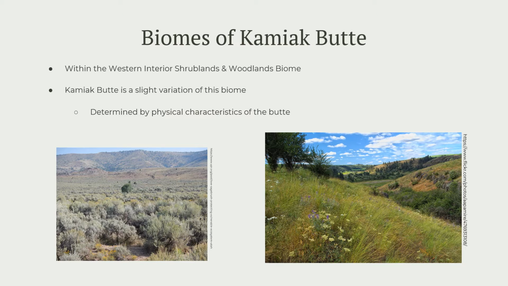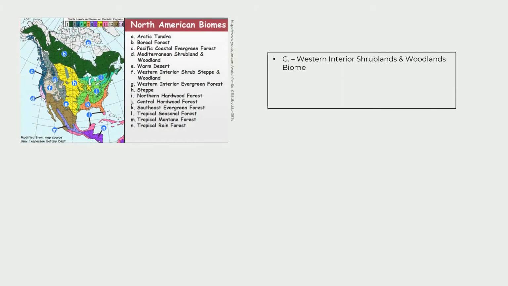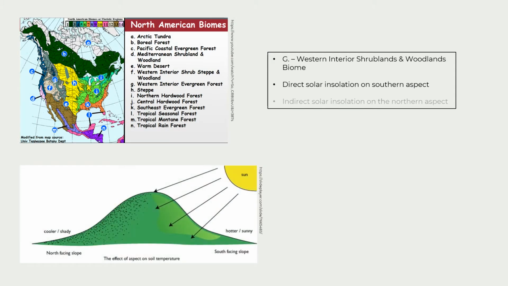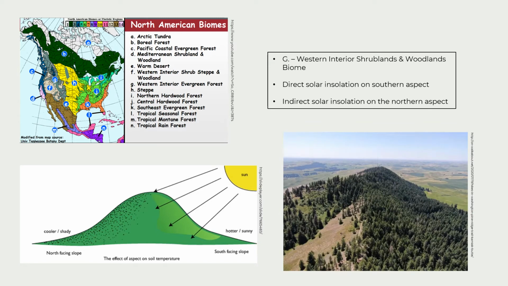Kamiak Butte itself is a variation of the western interior shrublands and woodlands biome. This variation is due to the topography and angle of solar insolation at Kamiak Butte. As mentioned previously, the slopes of Kamiak Butte do not receive the same amount of solar insolation, with the south aspect receiving more radiation than the north. This results in only drought and shade-tolerant vegetation growing on the south aspect, and more shade-tolerant and drought-intolerant vegetation on the north aspect. Overall, more vegetation is able to grow on the north aspect of Kamiak Butte than the south aspect.